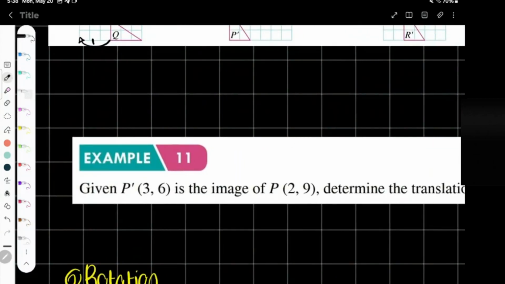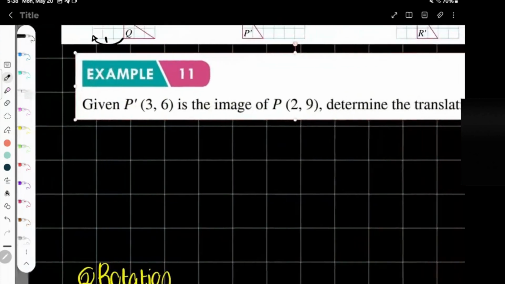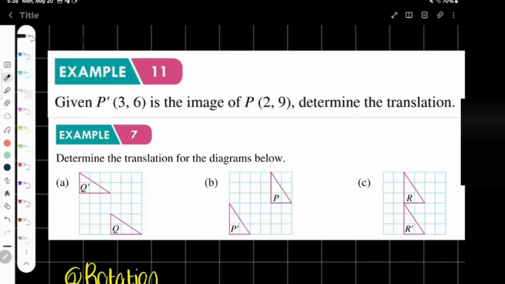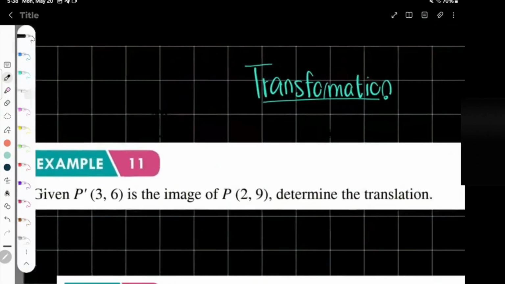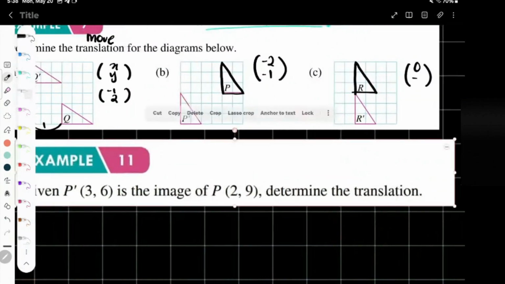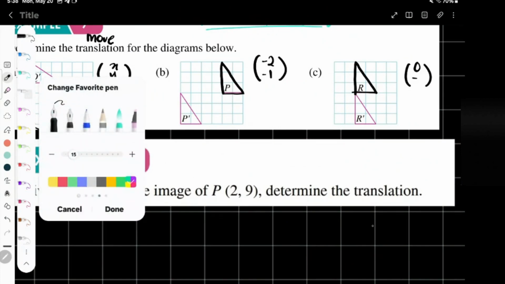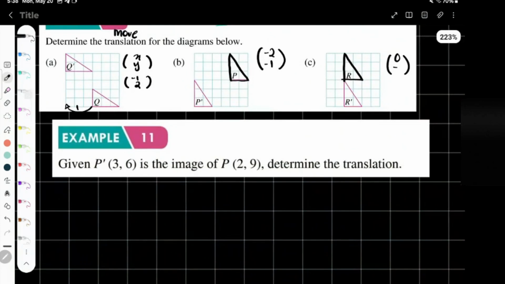Now, given that P prime 3, 6 is the image of P, determine the translation. So there are ways you can answer this question.